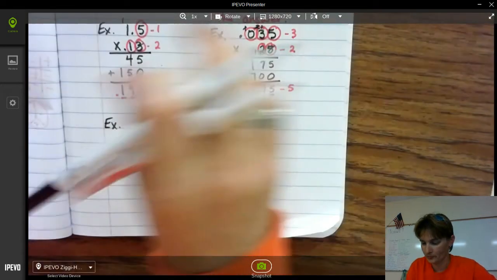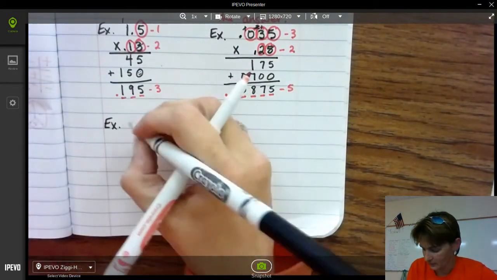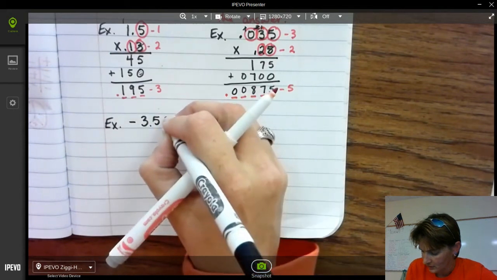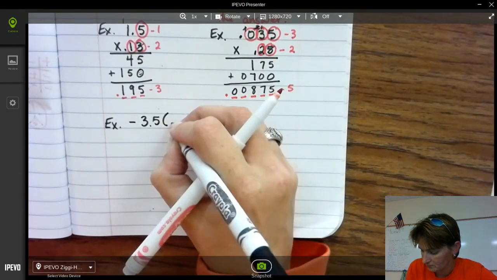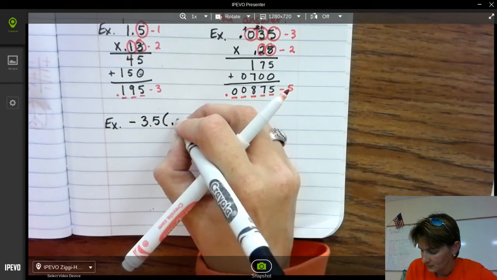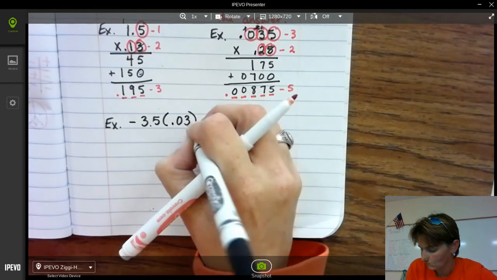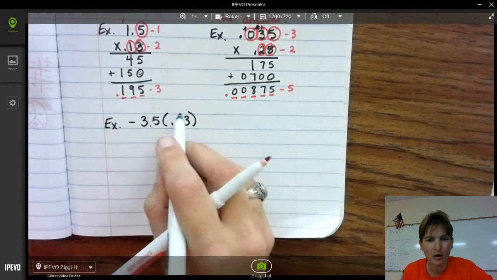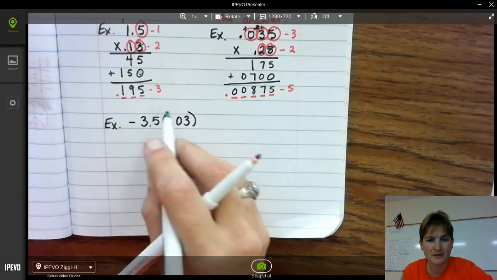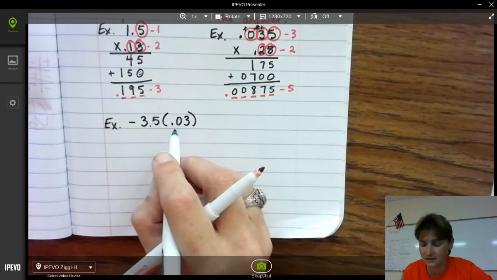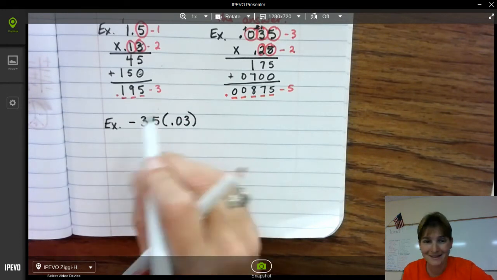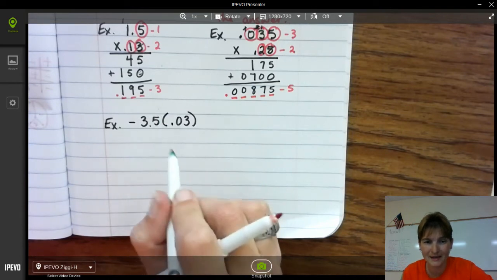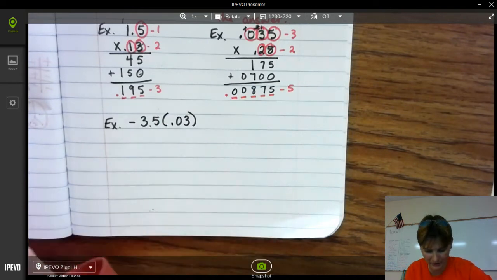All right, so let's go with negative 3.5 times 0.03. Okay, notice here I did our multiplication with the parentheses. I want you to start getting used to this. That's why I'm using it. In this situation, I'm going to rewrite with it stacking so that I can do my multiplication a lot easier.